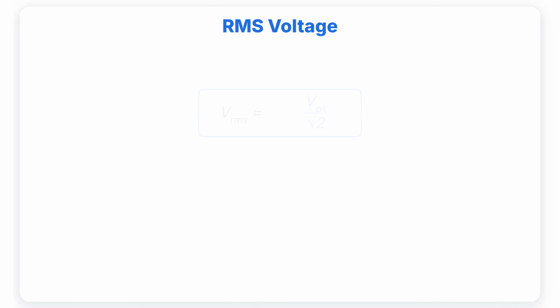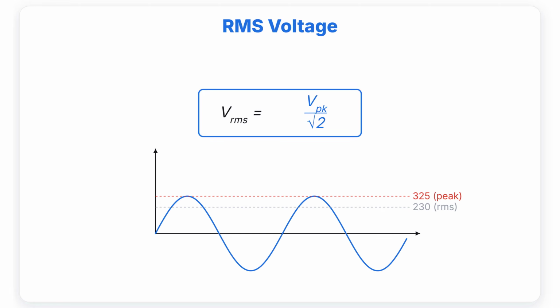So there is your root 2. 230 volts RMS means a peak of 325. Same wave, two honest numbers.